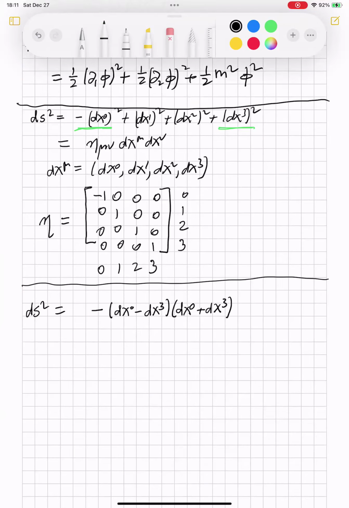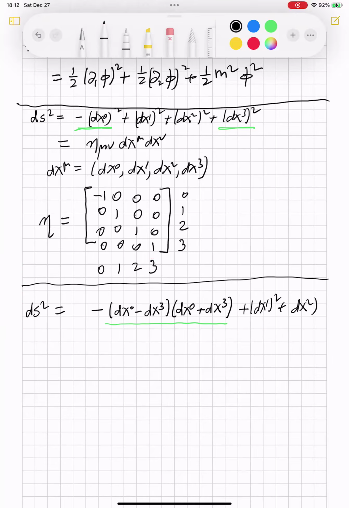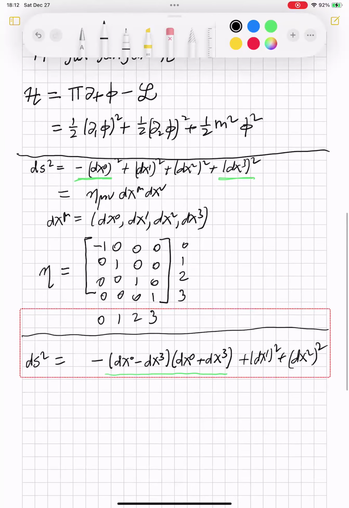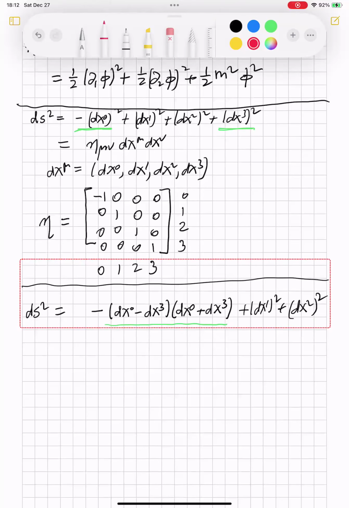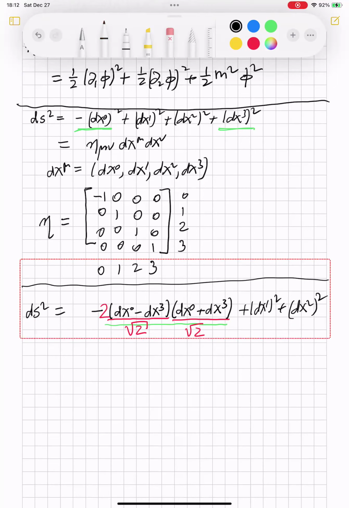And you can easily check that the two green terms over there match with this green term over here. And then we have the dx1 squared plus dx2 squared. To identify what dx0 minus dx3 is, recall that x plus is x0 plus x3 over square root of 2. So if I divide by a square root of 2 over there, and I divide by a square root of 2 over there, I'll compensate by multiplying by 2. Then, in fact, I can rewrite the metric as follows.